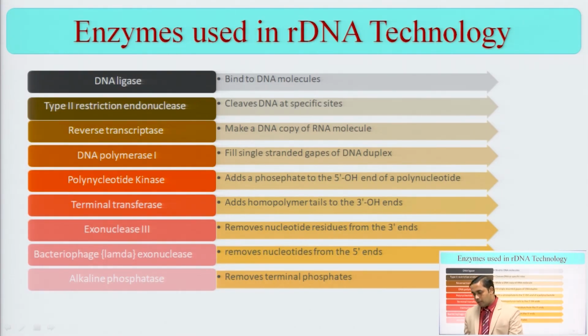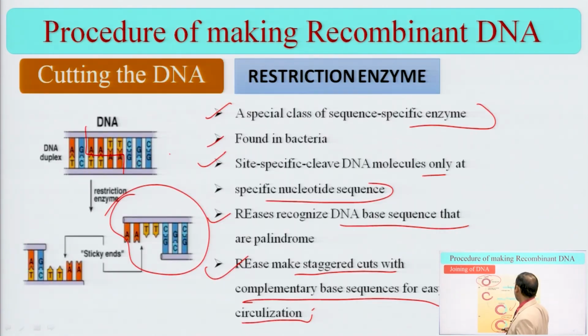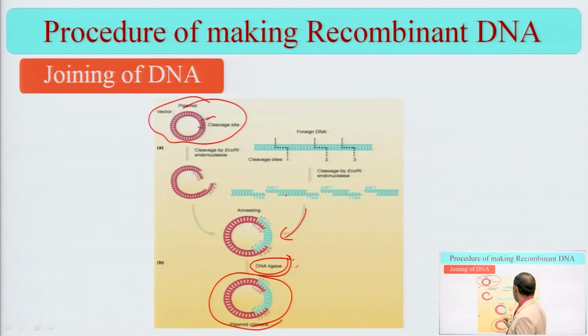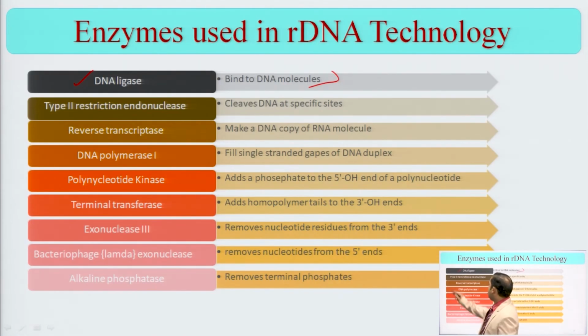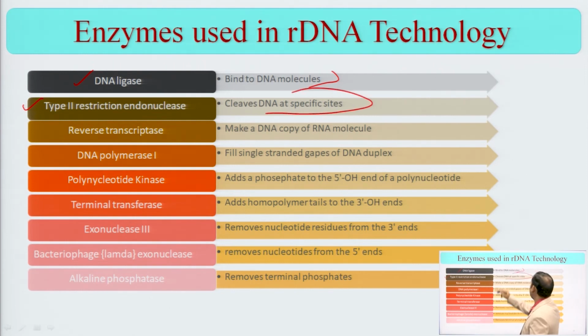Now, what are the enzyme proteins we actually use, and what is their activity or function? DNA ligase we use to bind the DNA molecules, as you have seen in our previous lecture. Both pieces will be joined because of the DNA ligase. Type 2 restriction endonuclease cleaves the DNA at a specific site, that is, it is basically cutting. Sometimes you use reverse transcriptase to make a DNA copy from an RNA molecule. Yes, sometimes it is required to make a DNA copy from RNA.